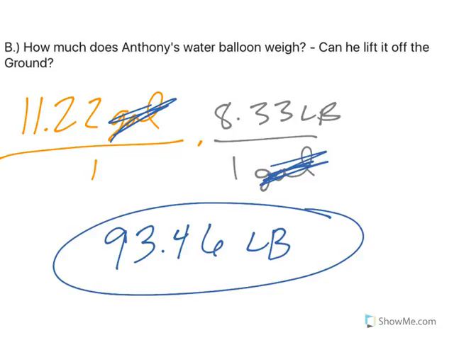Now, Anthony might be a big guy. He might be able to lift 93 pounds. But think about this as a water balloon. Water balloons are almost like movable. It's not just a bar. So my answer is, I say no. I don't think he can lift it off the ground. Even if he can lift 93 pounds, I think this thing is so giant and so awkward that he can't lift it. That is my conjecture.